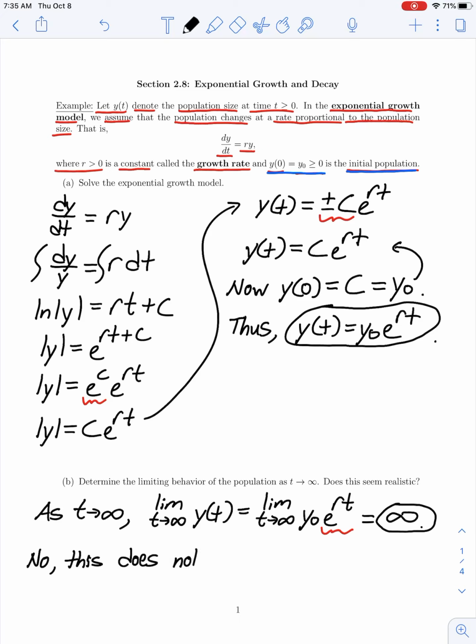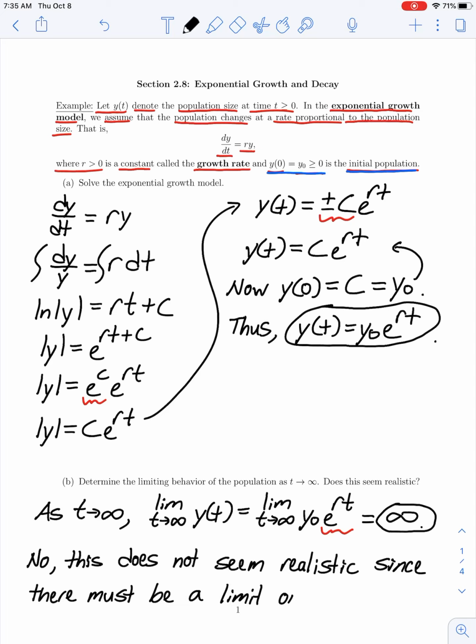does not seem realistic, since there must be a limit on population size.